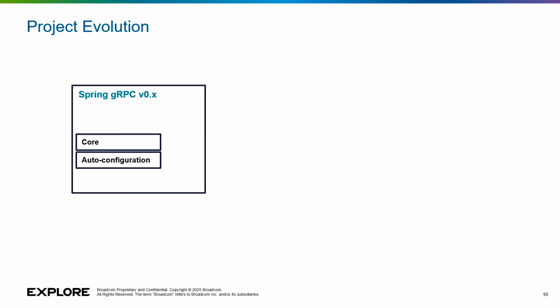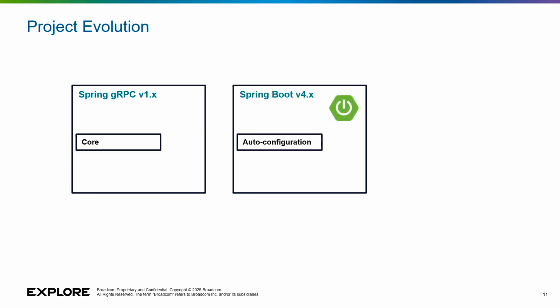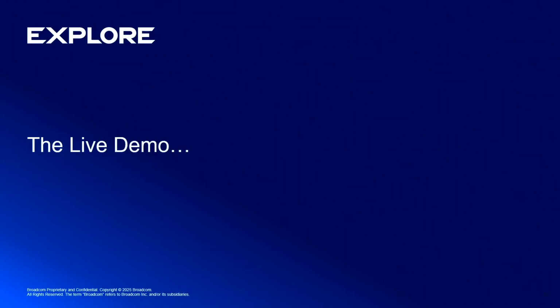And currently it looks something like this. The version number right now is 0.x. I think we're at 0.10 right now. And it's out of experimental status, but we haven't done a 1.0 GA yet. And right now, if you look at the project, the core and the auto configuration all exist in the Spring gRPC project. And what it will look like next is we're moving the auto configuration into Spring Boot 4.x so that it'll be similar to other Spring projects that are auto configured. And that's it for the slides.